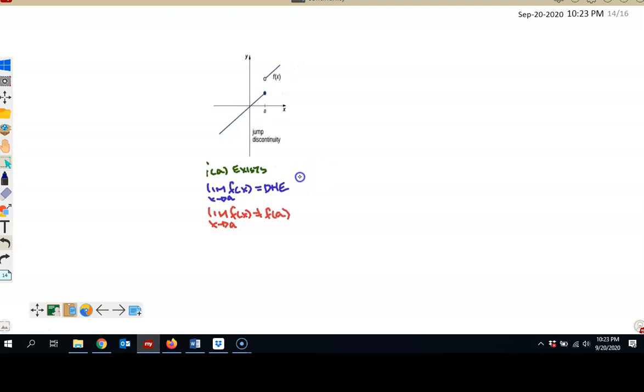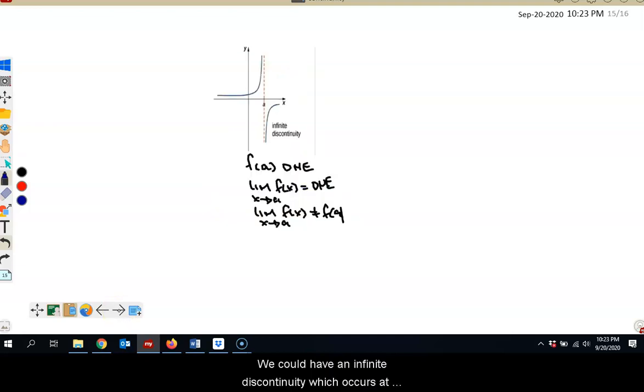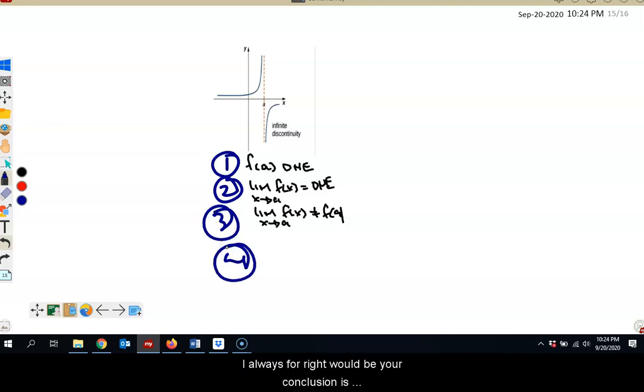This here was the case that fails. And then third, we could have an infinite discontinuity, which occurs at a vertical asymptote. And in this particular case here, you could see 1 fails because f of a doesn't exist. And then 2, once 1 fails, you don't have to go through the others, but you could verify them just to reinforce concepts. The limit as x approaches a of f of x does not exist. And 3, the limit as x approaches a of f of x does not equal f of a. And always 4, right, would be your conclusion. F is discontinuous at a.